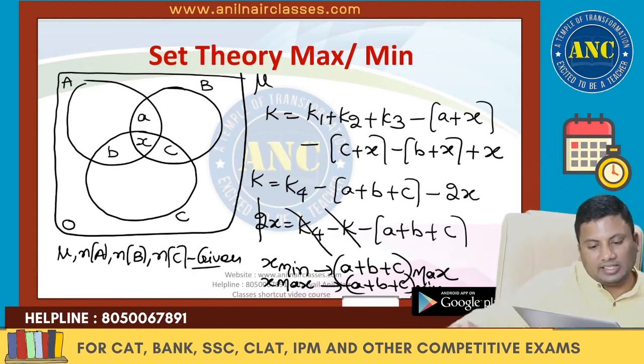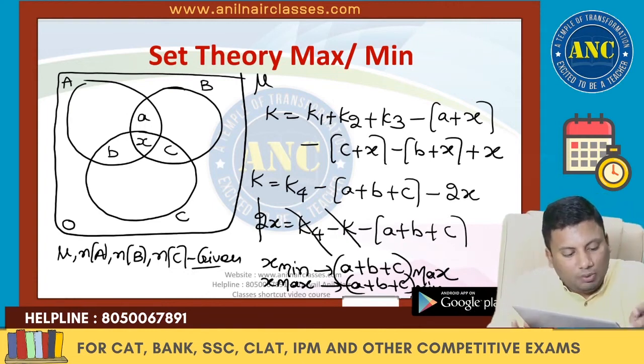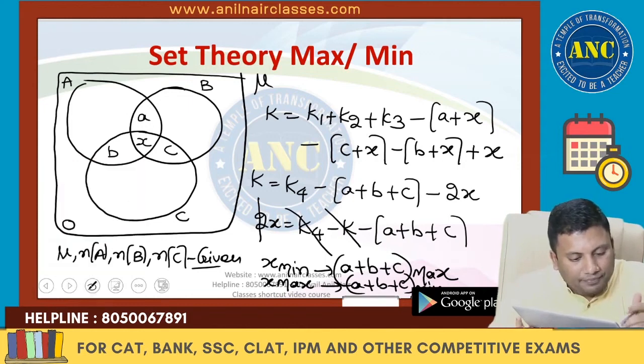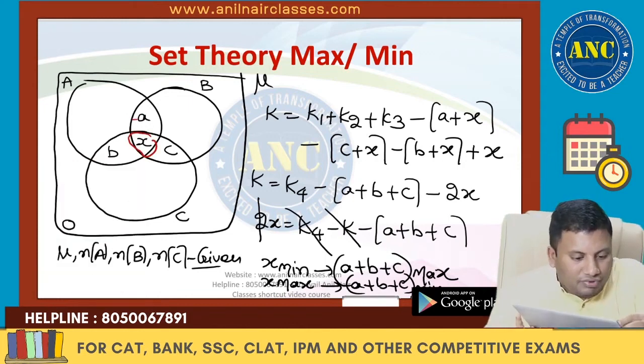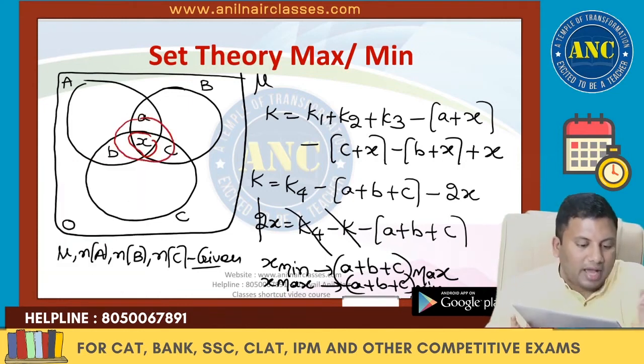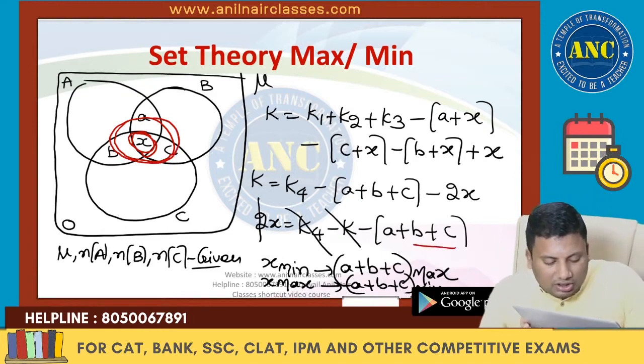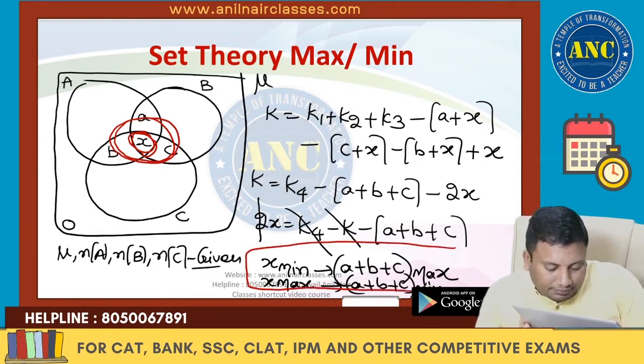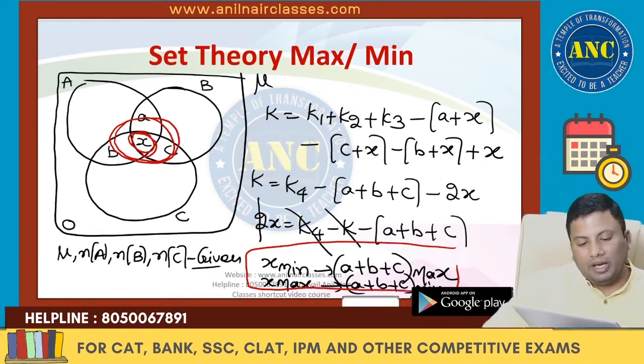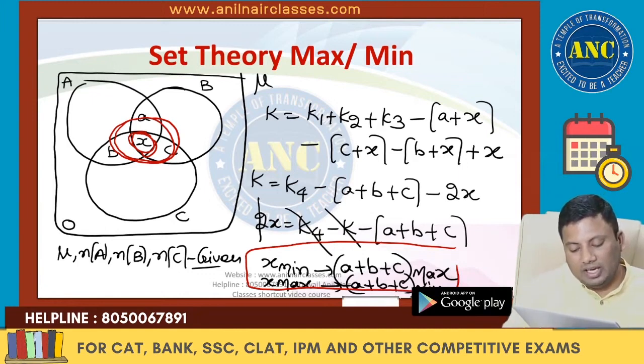I hope it is clear, right? For this to be minimum, these three regions should be maximum. For it to be maximum, these three regions should be minimum. Please draw this beautiful conclusion. If x is minimum, a plus b plus c is maximum. If x is maximum, a plus b plus c is minimum.